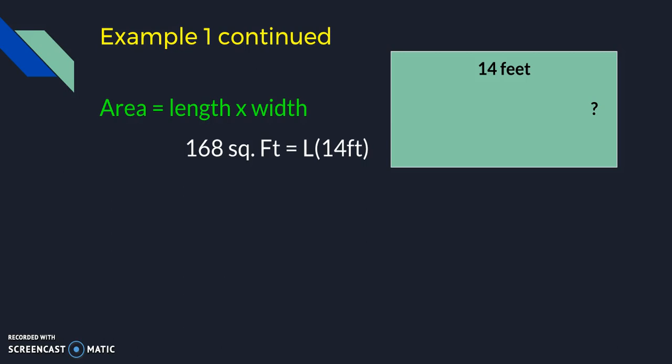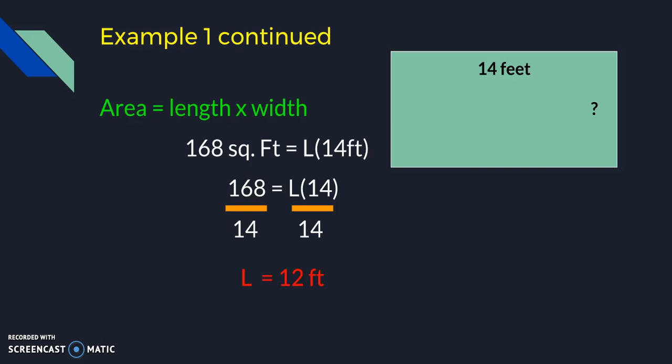Then I'm looking for the length, because it asked me to figure out the length, and I know the width is 14 feet. Now I'm going to take away the numbers and just have the letters and just have my numbers. So I have 168 equals L, which is my variable, or the thing that I don't know and I'm trying to find, times 14. When you multiply, they're being married, you need to divorce them. You divide by 14 on both sides because you want to get the L by itself. Okay, 14 cancels out, and you get L equals 12 feet.